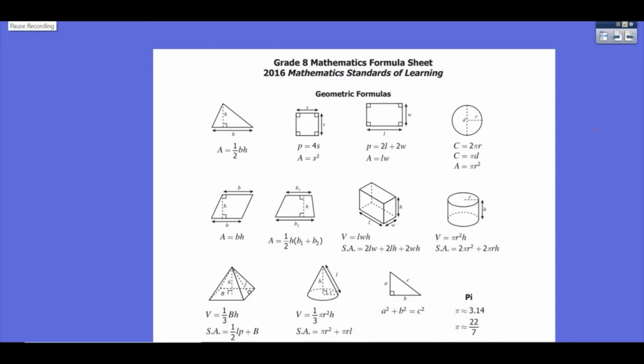Alrighty, we're going to talk about the things you're going to have at the SOL. You're going to have a formula sheet. Ask for a paper copy and write on it. Don't feel bad about that.